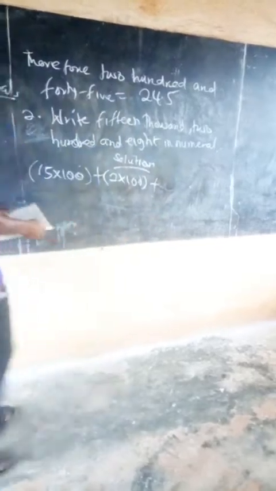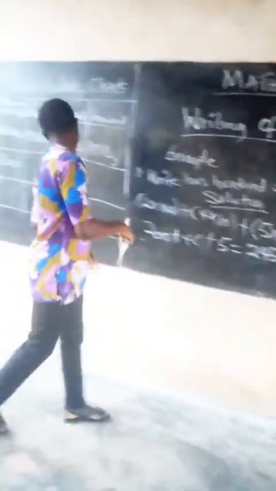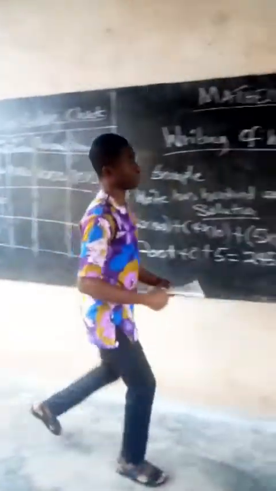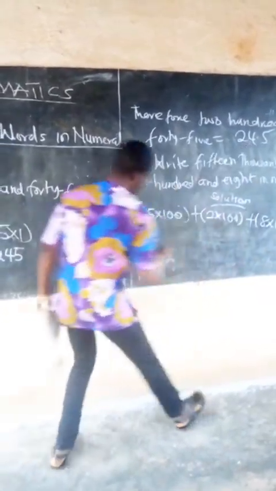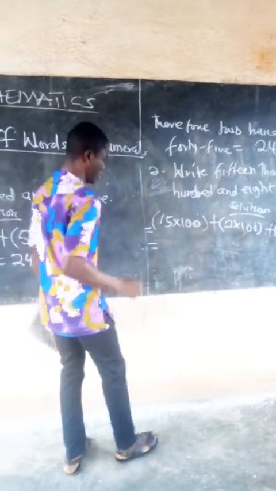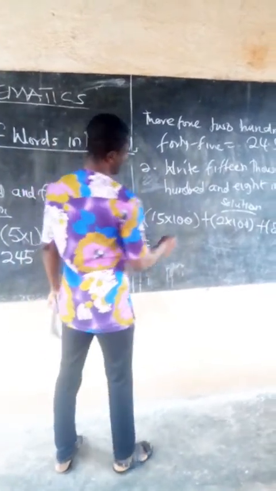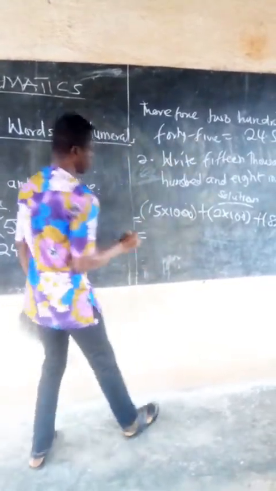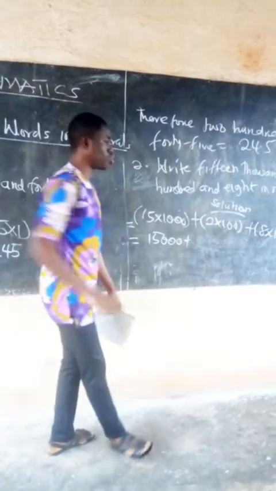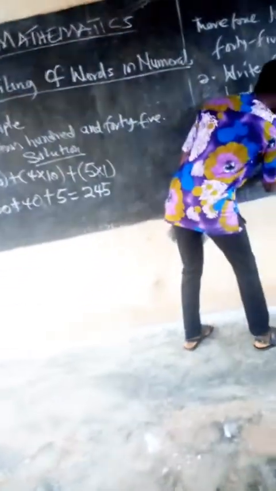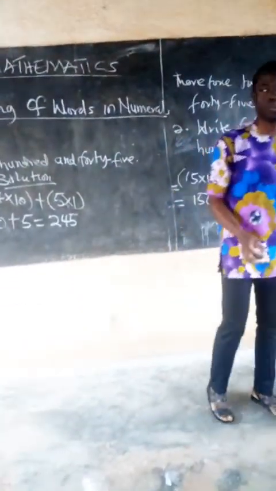Plus 8. 8 is in ones, and 8 times 1. 15 times 1,000 will give you 15,000. 2 times 100 will give you 200. 8 times 1 will give you 8.